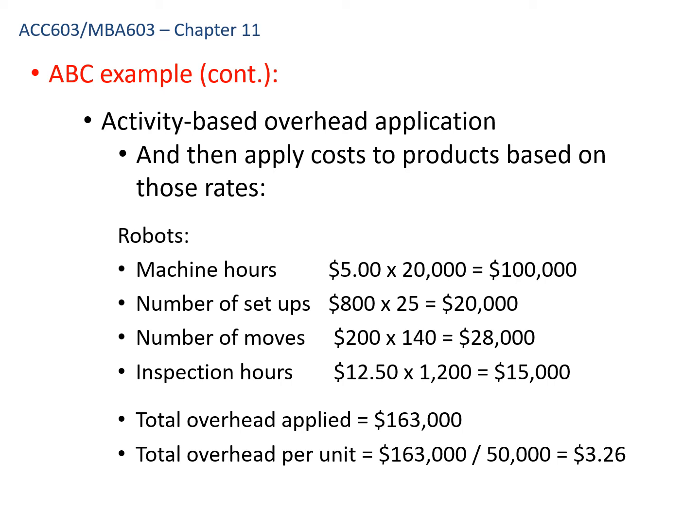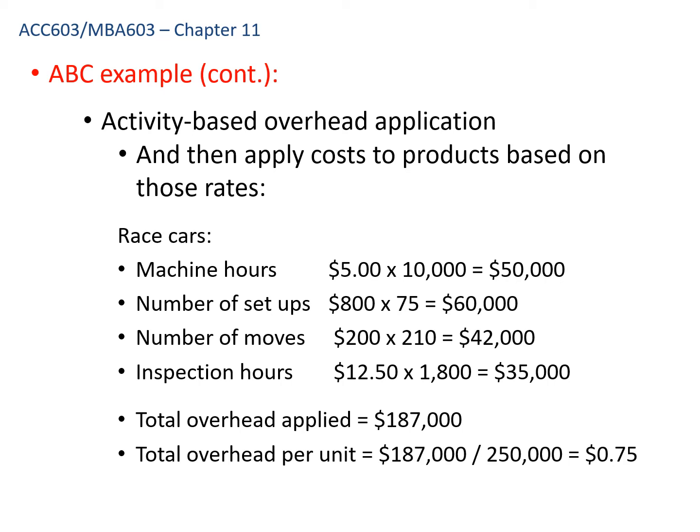So now we can use the activities that each of the products required and the rates that we came up with to allocate the overhead in a different way. So robots here, we had 20,000 machine hours for robots times the $5 rate. So I'm going to apply $100,000 of machine hour related overhead to the robot product line. And you can see setups get 20,000, moves get 28,000, inspection hours 15,000. So that's a total of 163,000. I divide by 50,000 products. That's $3.26 per robot of overhead.